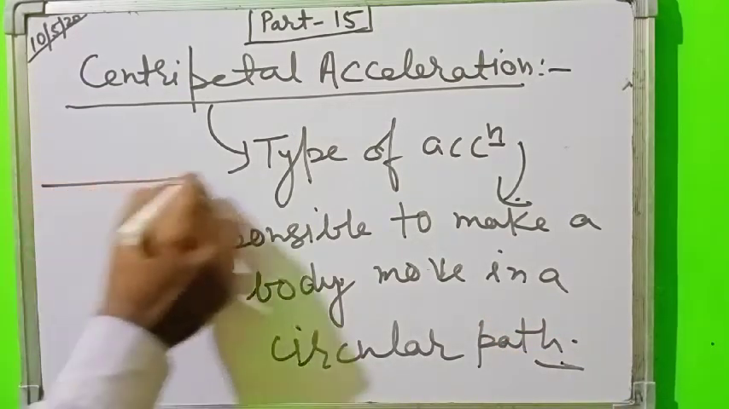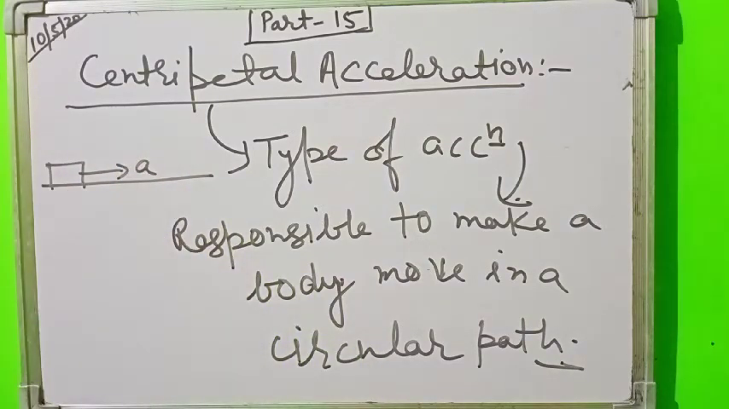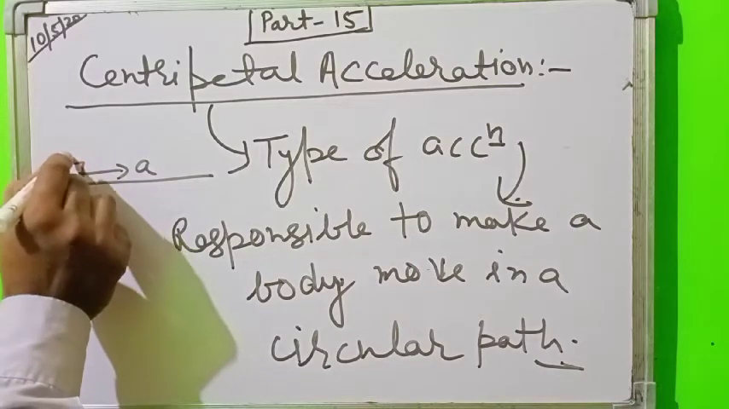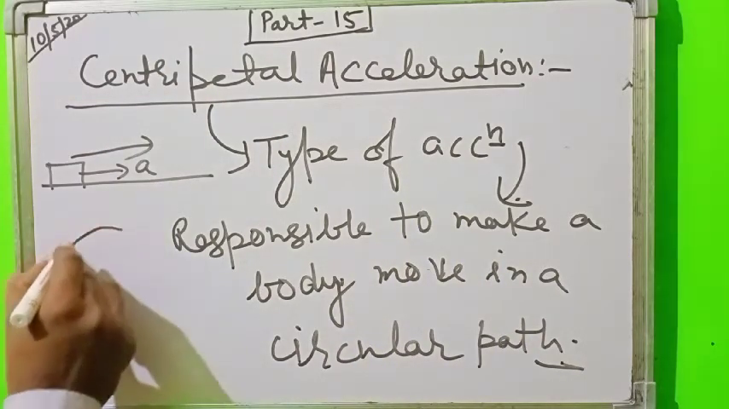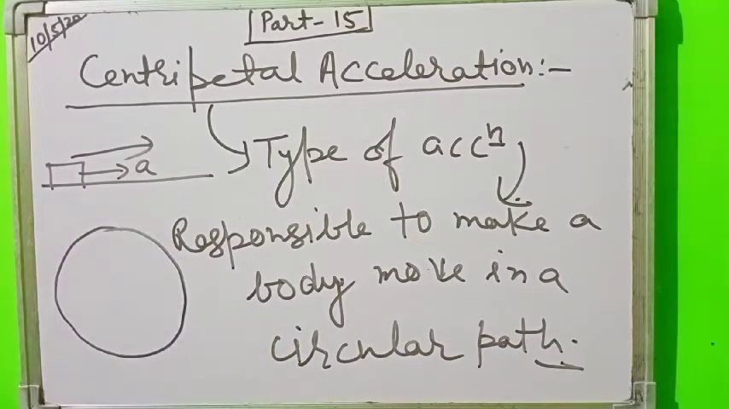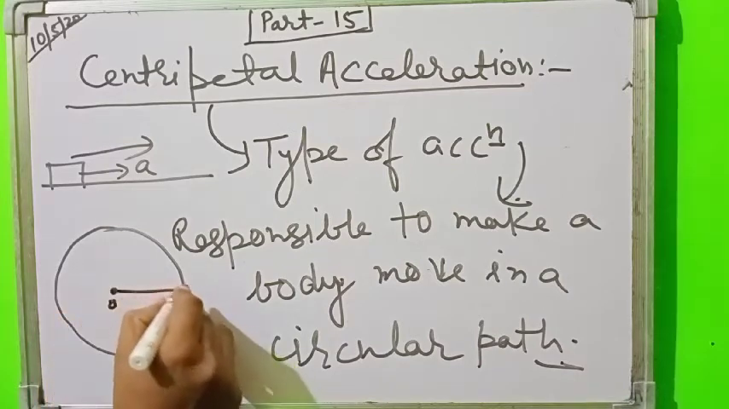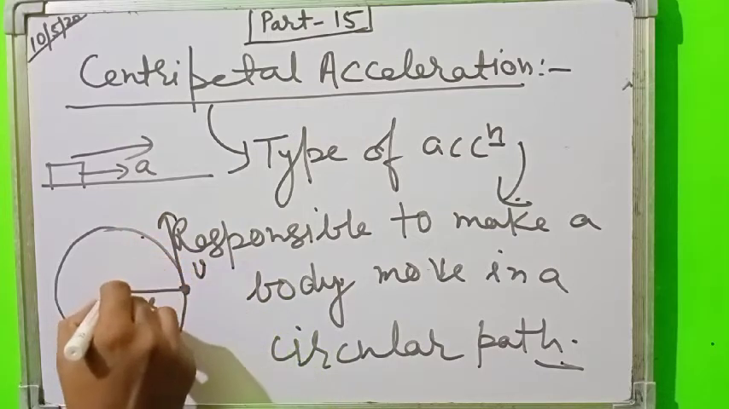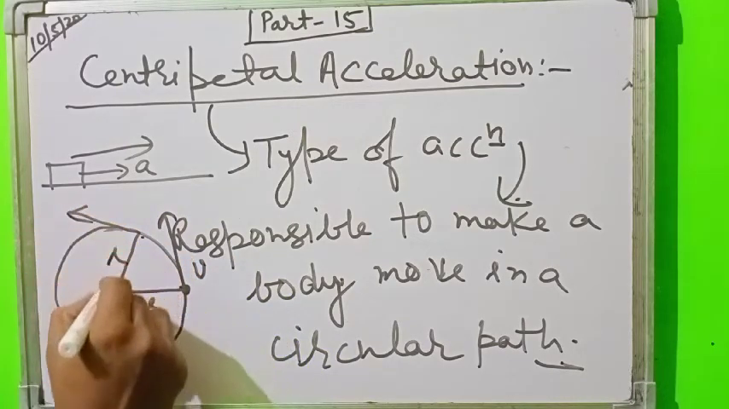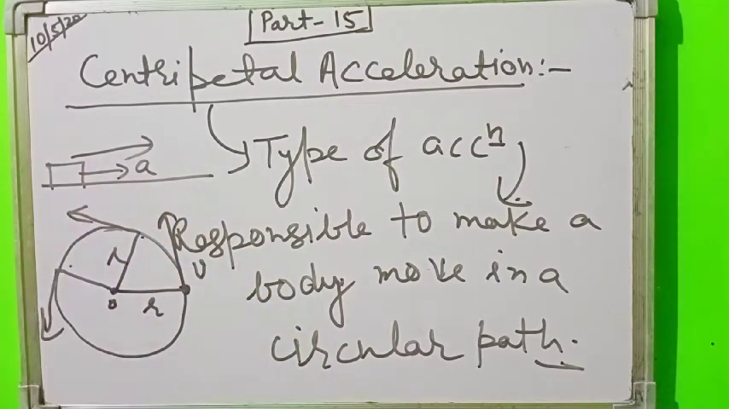Dear students, if a body is moving in a straight line, the acceleration is along this direction, and the body is going to be accelerated in this direction, and the motion of the body is a straight line. But what about a body moving in a circular motion? Suppose this is point O and the body is moving along this circular path with velocity v. Velocity is changing.